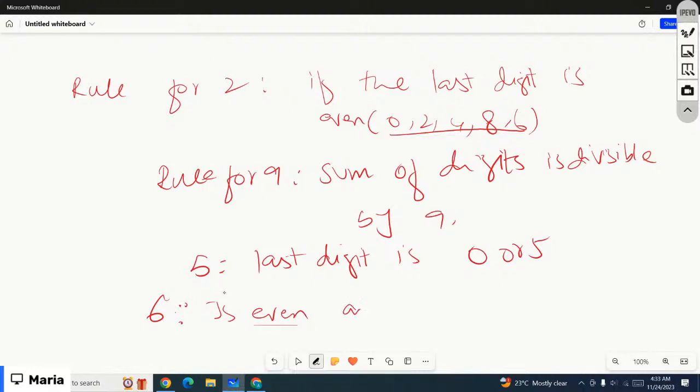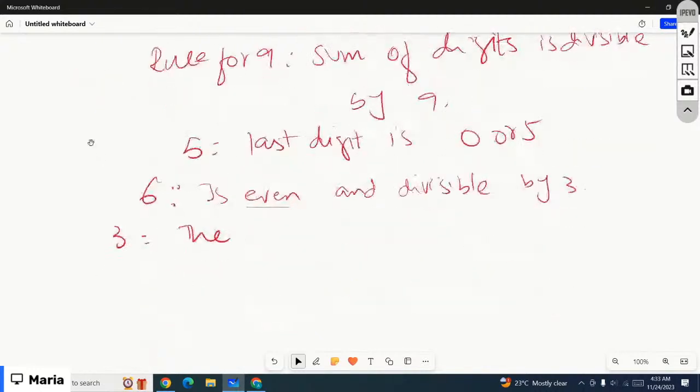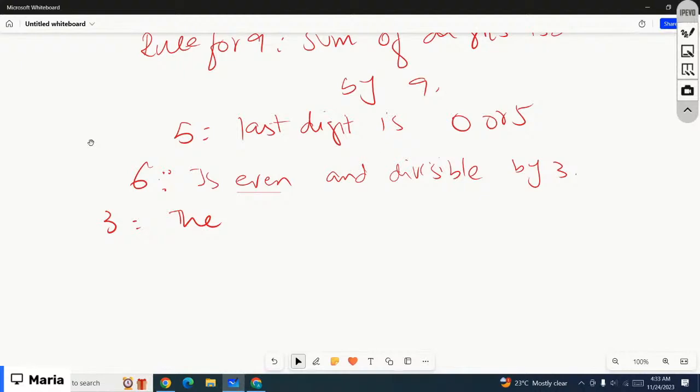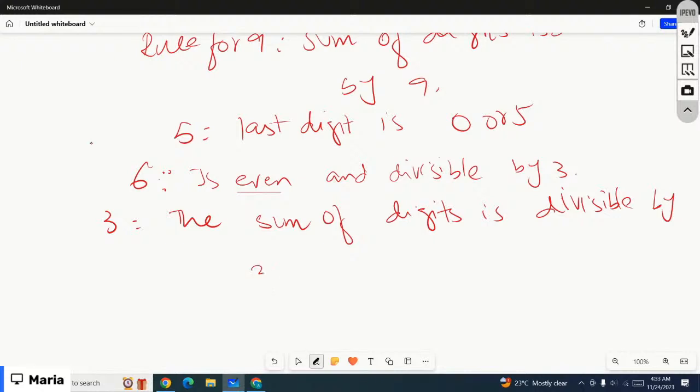And divisible by 3. We haven't done the divisibility rule for 3 yet. So the divisibility rule for 3 is that the sum of digits must be divisible by 3, right? Okay, now let's just see the number.